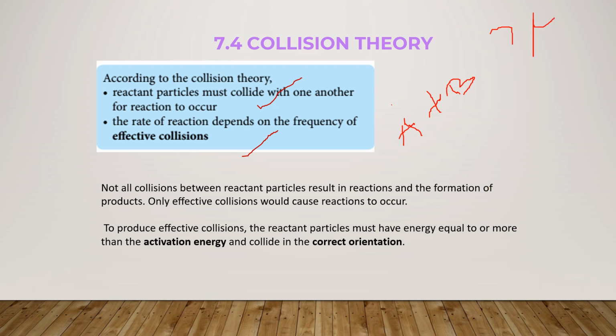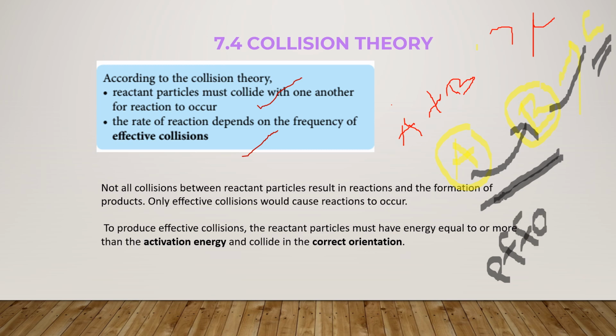Okay, and then meaning that, for example, particle A collides with particle B, and then it will produce C, meaning that this side is reactant and this one is product. So if A collides with B and then will produce C, so meaning there is effective collision.